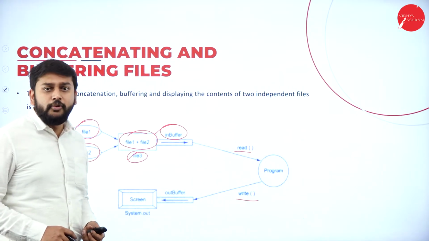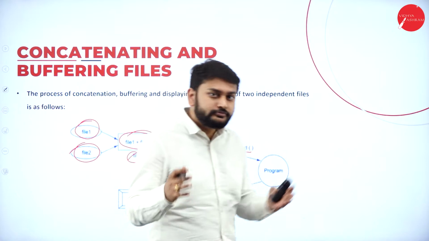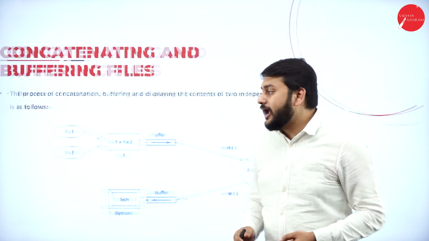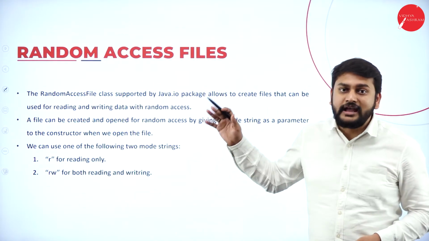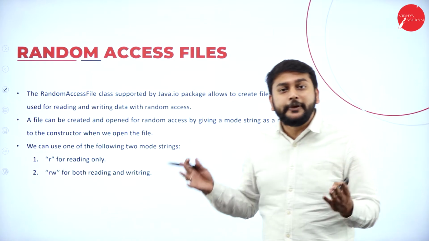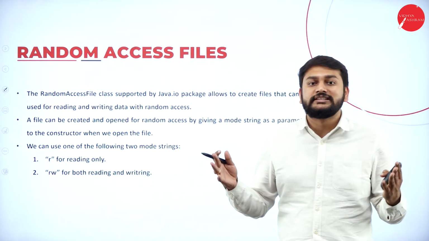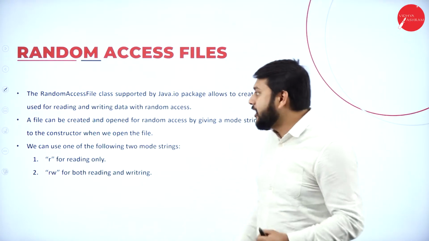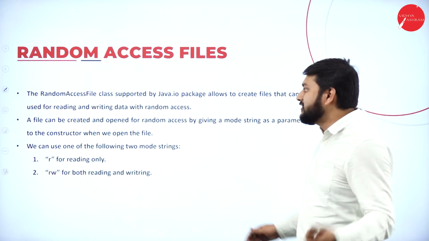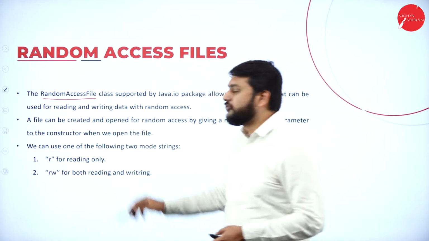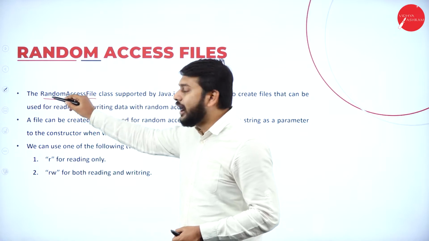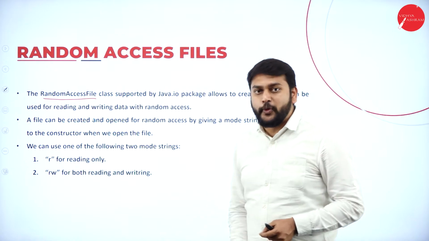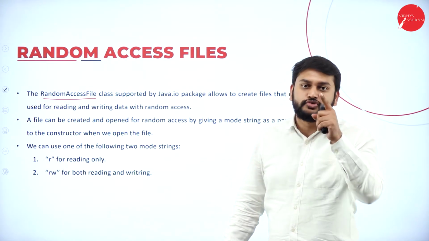So this is all about the buffer memory and the files performing the concatenation. Moving forward, I have random access files. The topic itself says random access, in the sense you will be able to access the file randomly. So what exactly do I have here? Please observe the random access file class. I have a class called random access file. This is supported by the Java input output package, is what you need to remember.